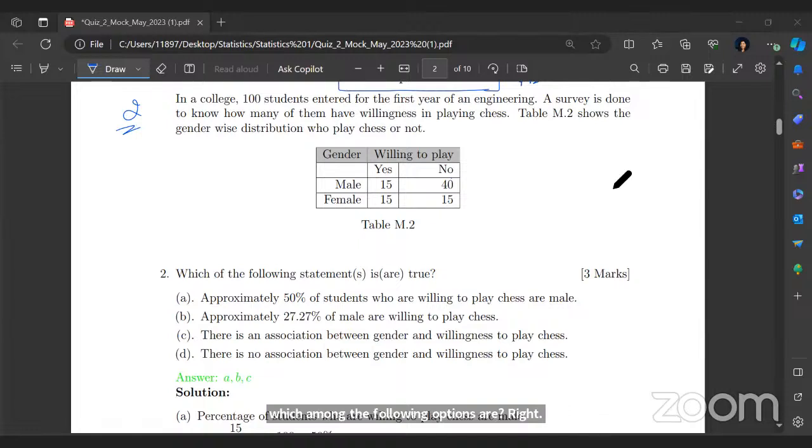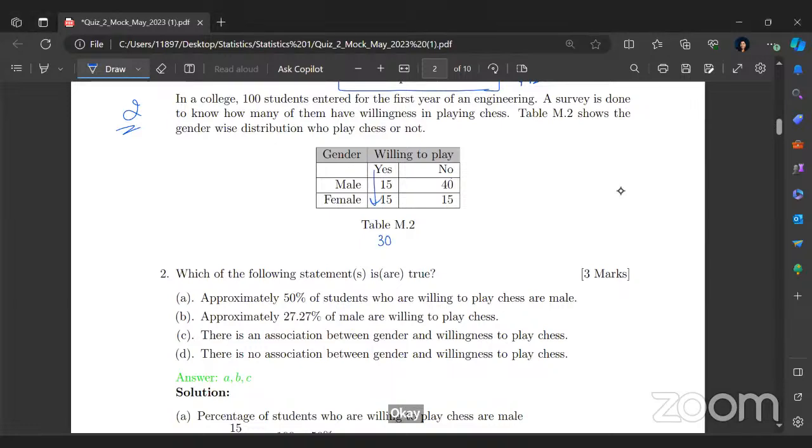Right. So the first option says approximately 50% of students who are willing to play chess are male. So that is correct, right? Because if you see, how many are willing to play the chess, first of all? 30. So 30 are willing to play the chess. Add this, and this is 30. And out of this 30, 50% are male. 15 by 30 gives you 50%. So the first option will be correct.